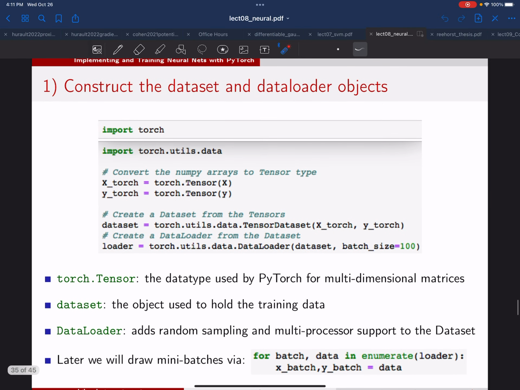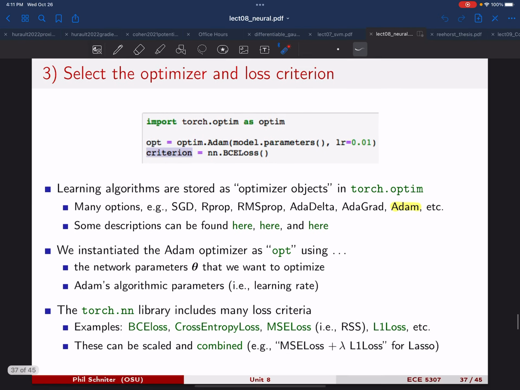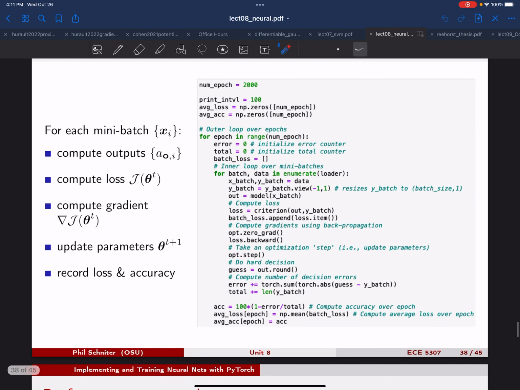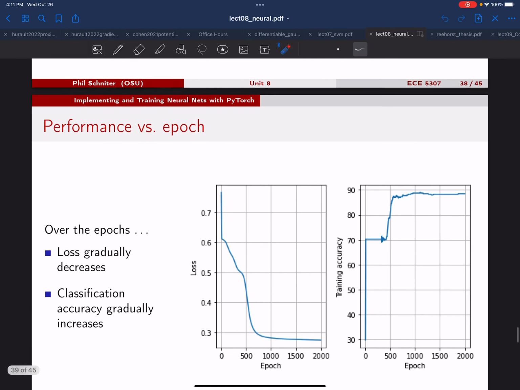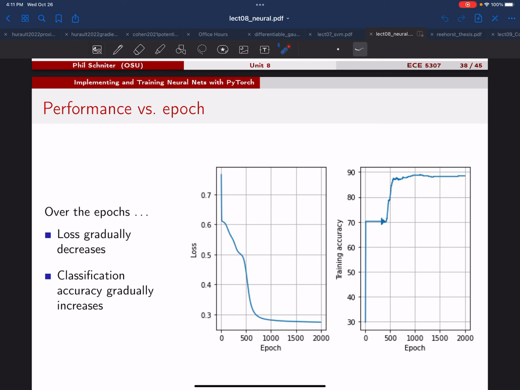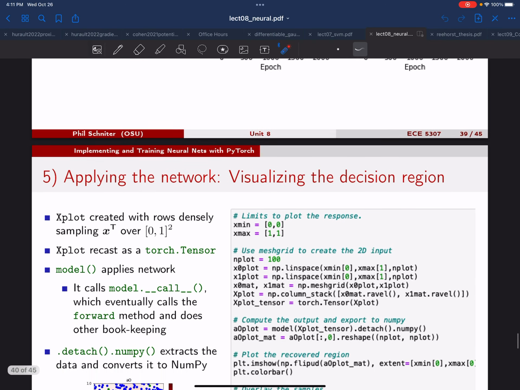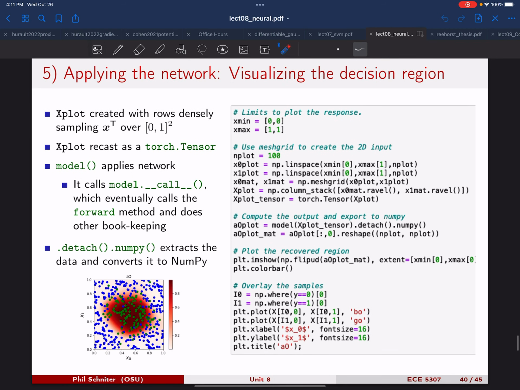So we made our way through the first few steps, got to fitting the network. We saw that the loss was decreasing over the epochs and the accuracy was increasing. And then we got to the point where we wanted to construct some of the other plots in the demo.